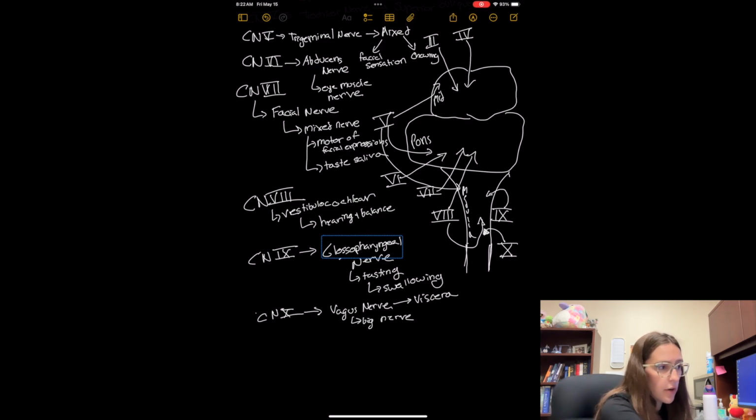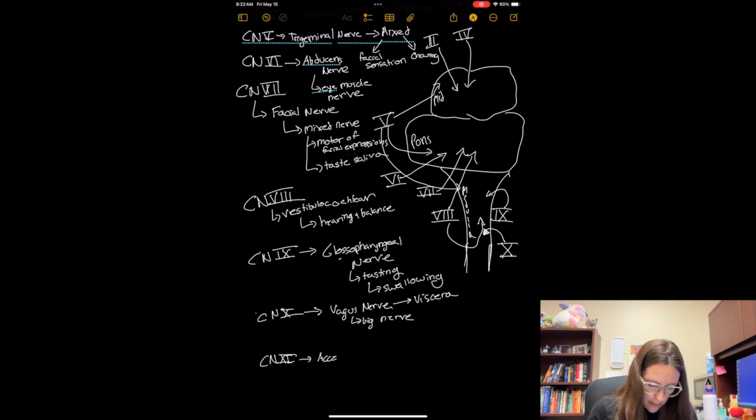The last two of our cranial nerves, we have cranial nerve 11, which is our accessory nerve. And it's going to be pretty much movement. So we're going to recruit it for some additional movements around the neck and the traps up here. So it's going to be associated with the medulla.